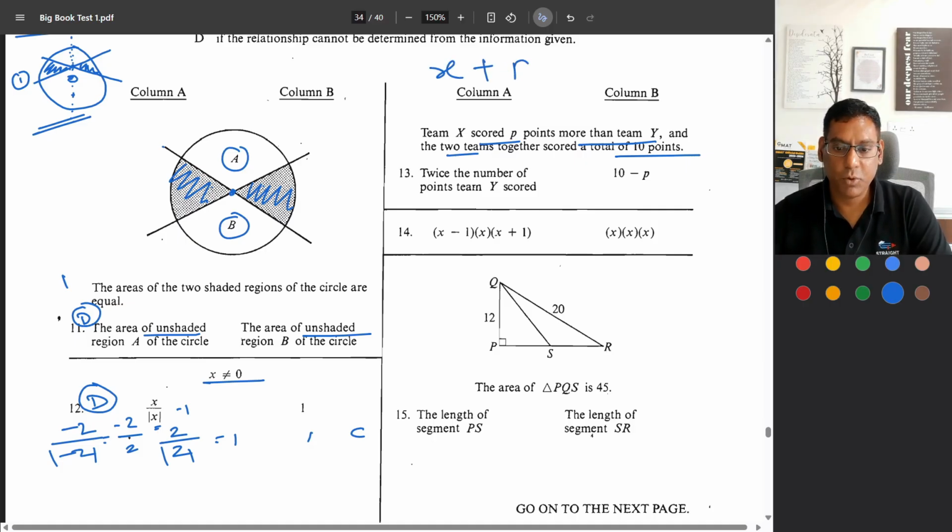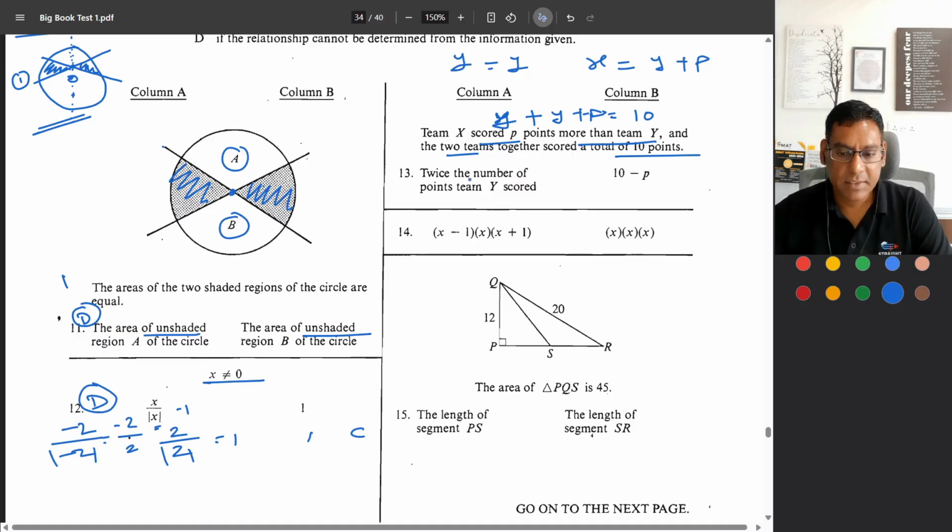X scored P points more than Y. This is X score, this is Y score, both of them equal to 10. Sorry, this has to be Y, right? Let me just simplify this. Let's say team Y scored Y points, so team X has to score Y plus P points. Together that is Y plus Y plus P is equal to 10, right?